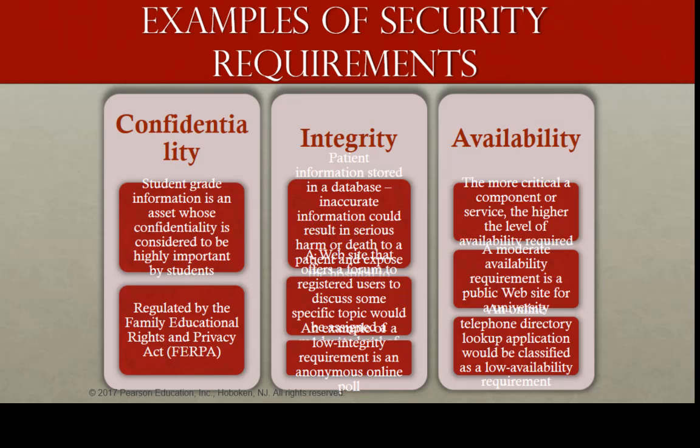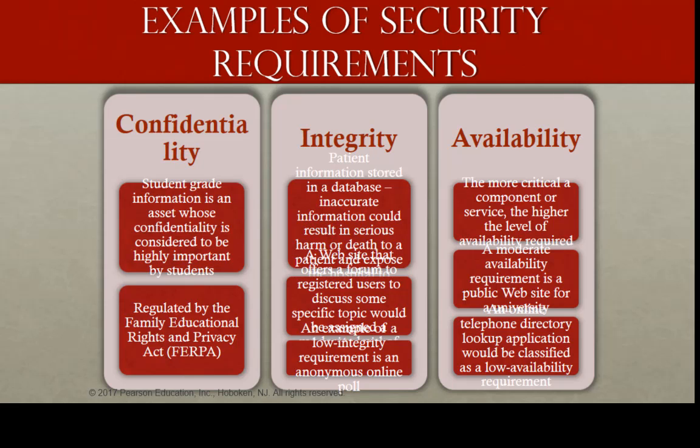Here's some helpful examples of security requirements for confidentiality, integrity, and availability. For confidentiality, student grade information is an asset whose confidentiality is considered to be highly important by students. In the United States, the release of such information is regulated by the Family Educational Rights and Privacy Act. Grade information should only be available to students, their parents, and employees that require the information to do their job.